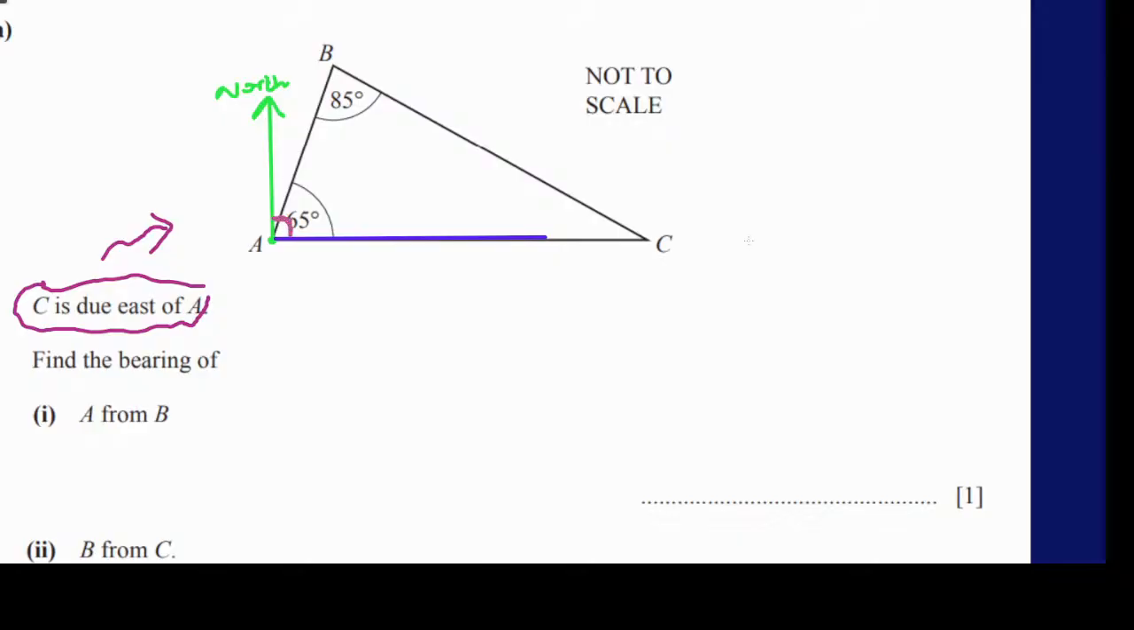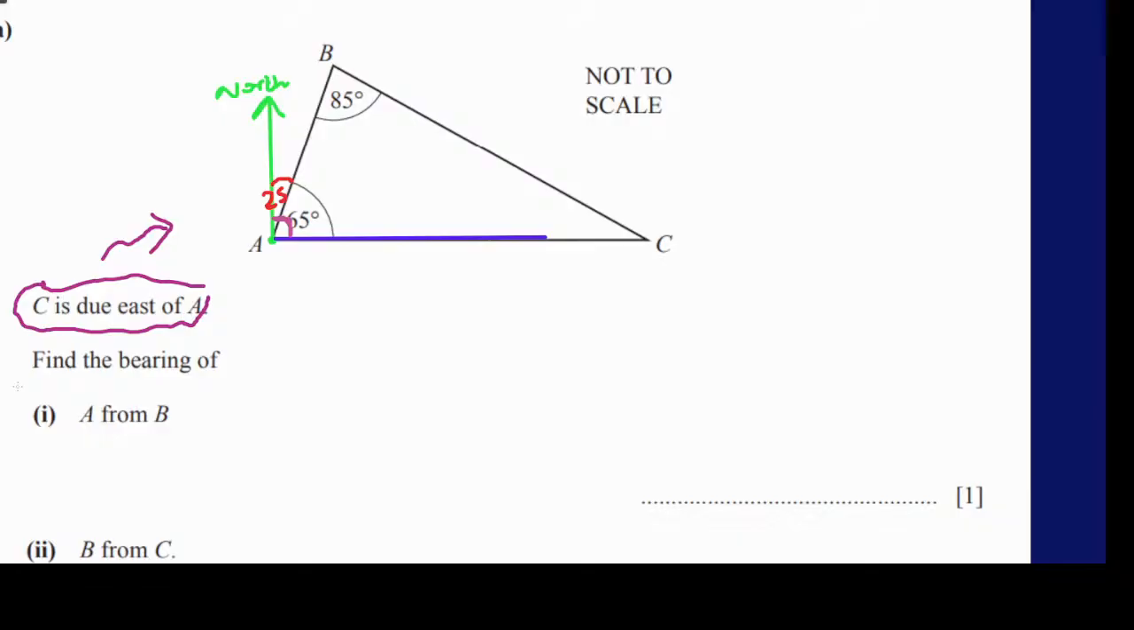Then what should this tiny angle be? That is 15 degrees, rather it should be 25 degrees. So 25 and 65 make 90. All right. Right, let's go further.